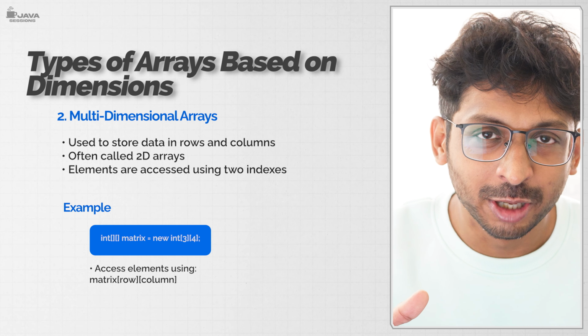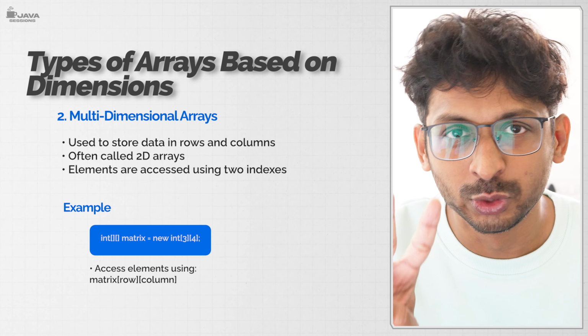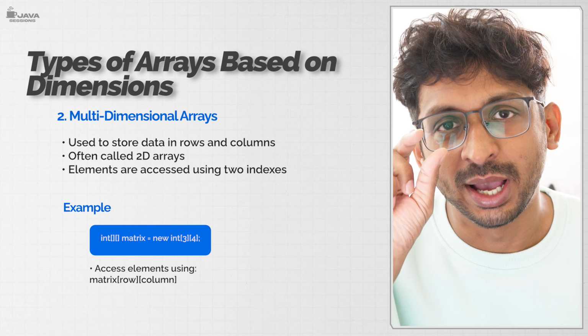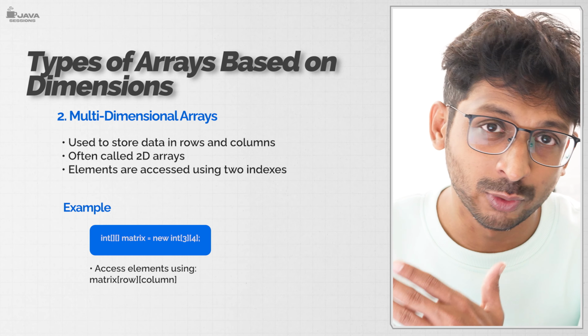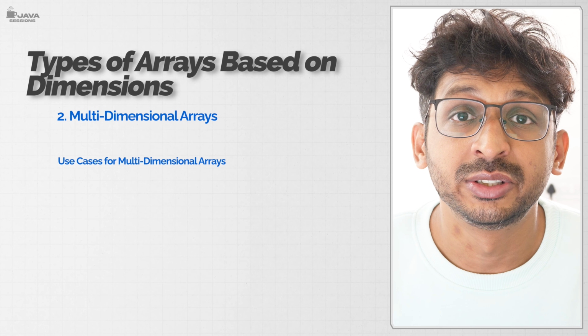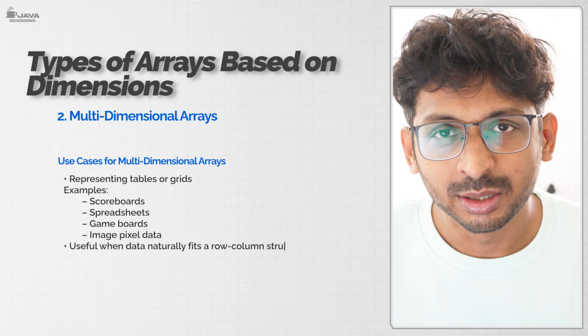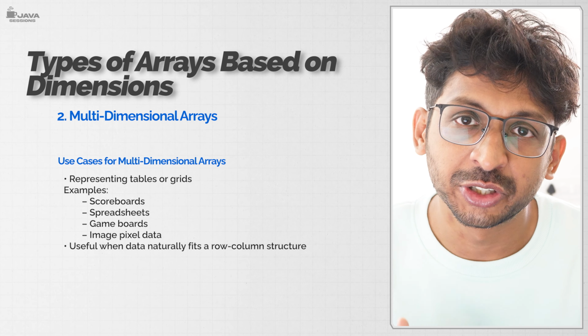And in the case of a multidimensional array, you can access the element using the 2 indexes. You need to specify 2 indexes here to access the particular element. One would be for the row and one would be for the column. This is particularly useful while representing tables, images, scoreboards, or any data that could be arranged into a matrix structure.